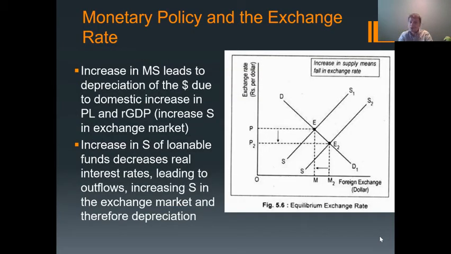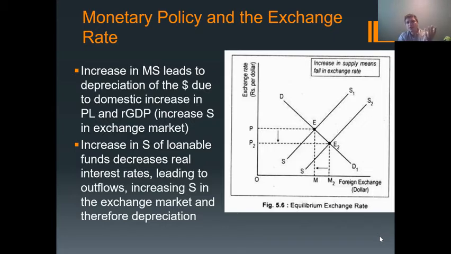Now, monetary and fiscal policy do affect this market as well. So if you have an increase in your money supply, this depreciates your currency because you have a domestic increase in your price level and your real GDP. So you increase your price level, you increase your real GDP. This increases your supply in your exchange market because people have more money, they're going to spend it. That's the real GDP side.